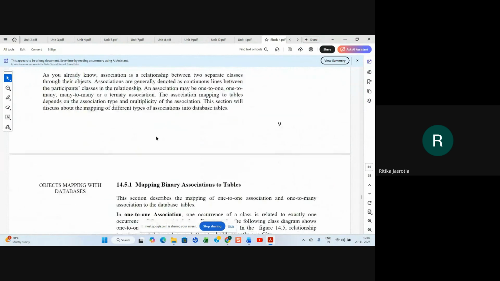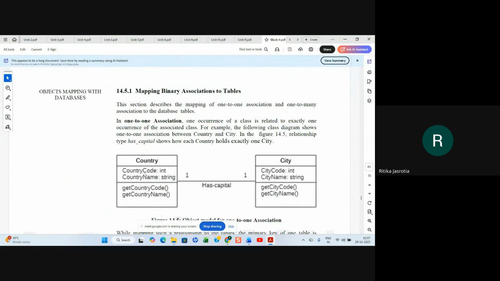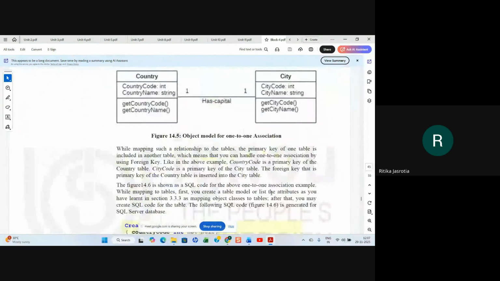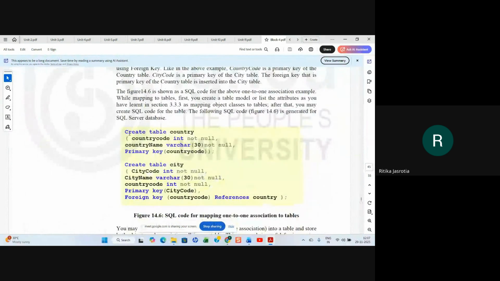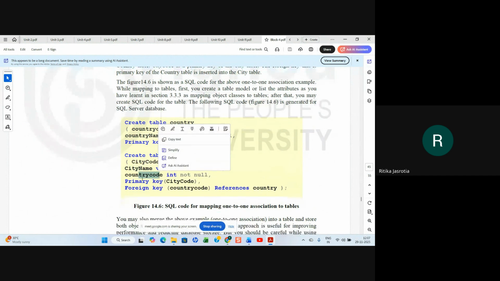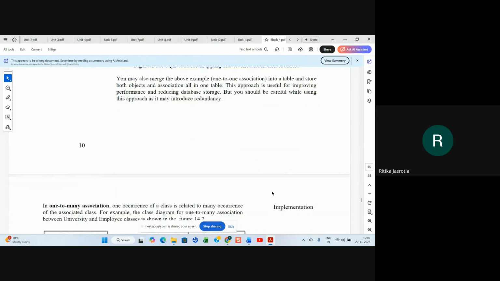So if you have to map associations, say country and city are there. If you have to map them into tables, create table country. Country code is the primary key, country name is there. Create table city. City code, city name and country code are there, and the primary key is city code, and country code will be a foreign key in the city table, which references the country table. So like that. This is the example.